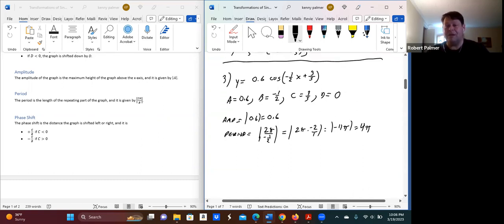Then finally, the phase shift is equal to, and since C is positive, it's going to be positive C over B. That's going to be negative, because we have a negative here.